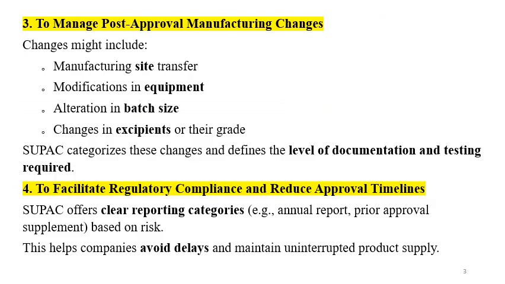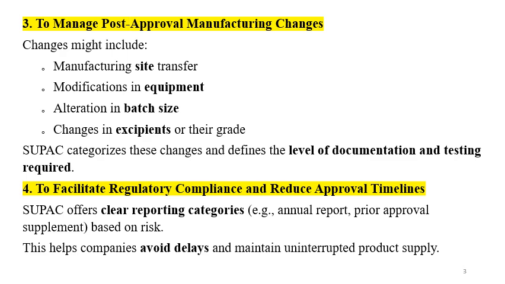Third reason is to manage the post approval manufacturing changes. These changes might include manufacturing site transfer, modifications in the equipments, alteration in the batch size beyond the scale up factors of let's say 10x, changes in the excipients or their grade, and changes in the packaging materials or their suppliers or their grades. SUPAC categorizes these changes and defines the level of documentation and testing required.